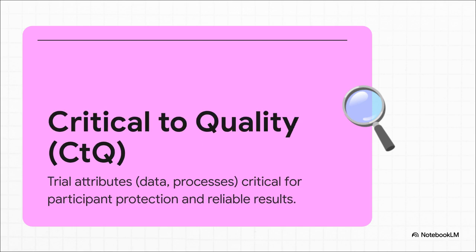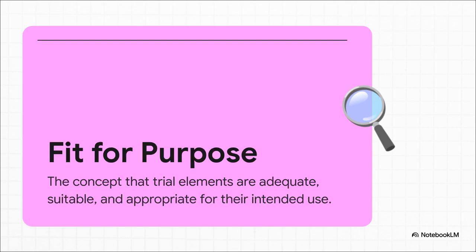But to make that work, you have to know what to focus on, and that's where critical to quality factors come in. These are the parts of your trial, could be data, a process, a system, that are non-negotiable. They are absolutely essential for protecting participants and getting reliable results. To put it simply, these are the things you have to get right no matter what.